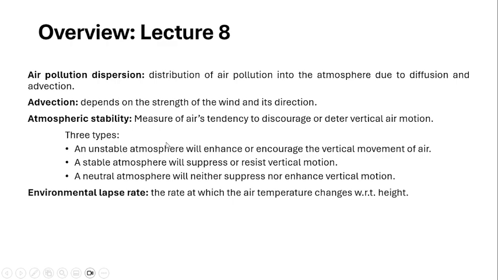Next is atmospheric stability. Atmospheric stability is the measure of air's tendency to discourage or deter vertical air motion. How is it going to affect the normal air tendency? It is of three types. The first one is the unstable atmosphere, in which there will be enhanced vertical movement of air. In the case of a stable atmosphere, it will suppress or resist the vertical motion. And in the case of a neutral atmosphere, it will neither suppress nor enhance the vertical motion. And then the environmental lapse rate is the rate at which the air temperature changes with respect to height.